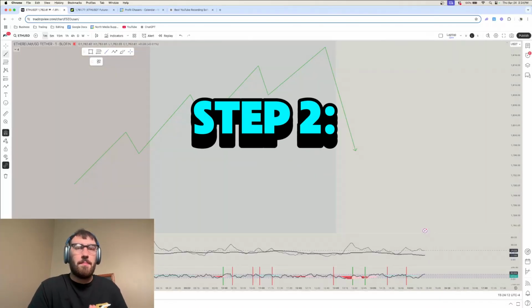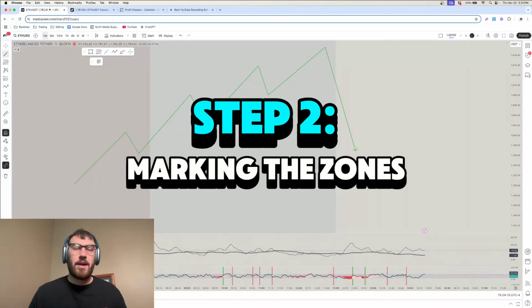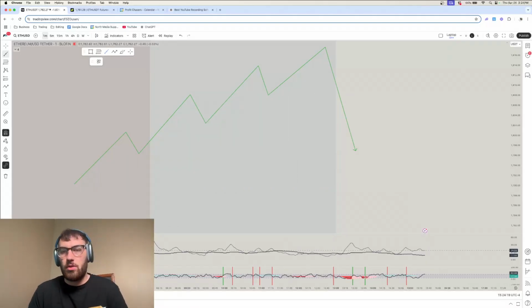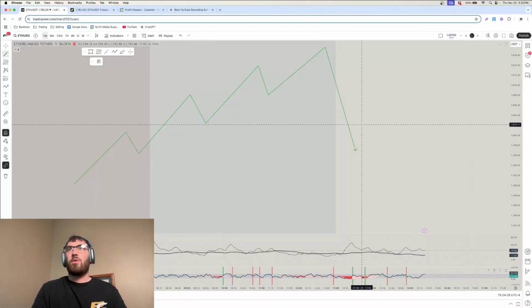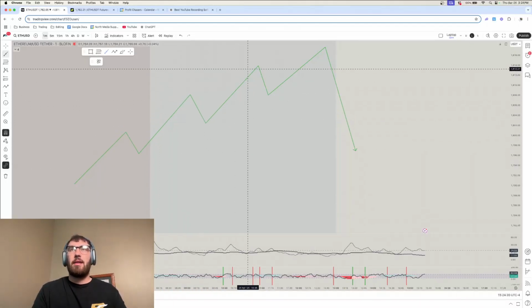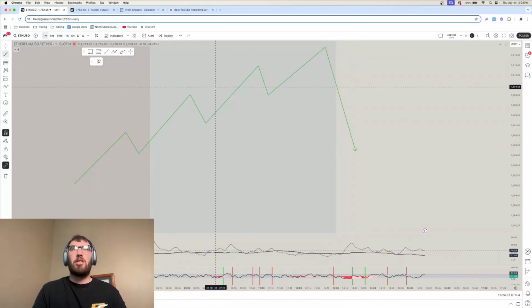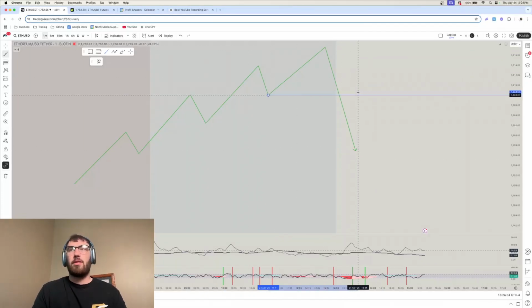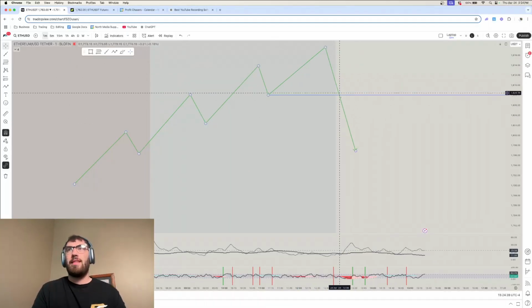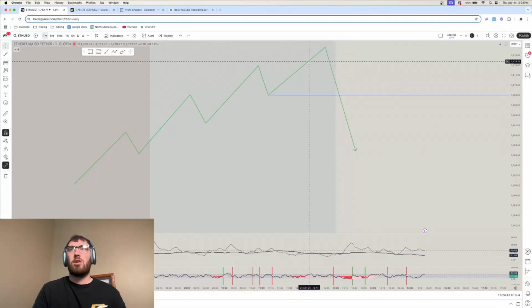Step number 2 is going to be marking the zone. After we've identified a potential shift within the trend, we are now going to be marking our zones. After the change of character, you're going to draw the fair value gap from the impulsive candle that broke that change of character. So if we're looking right here on an easy line basis, where we get this change of character, once we break below this line right here, you are going to be looking for the fair value gaps within this area of breaking the trend and breaking this structure.